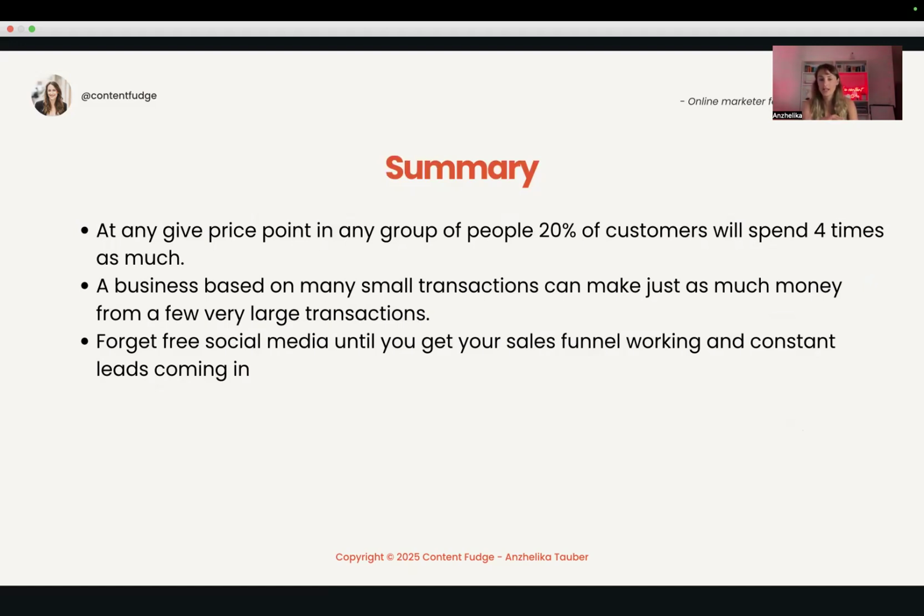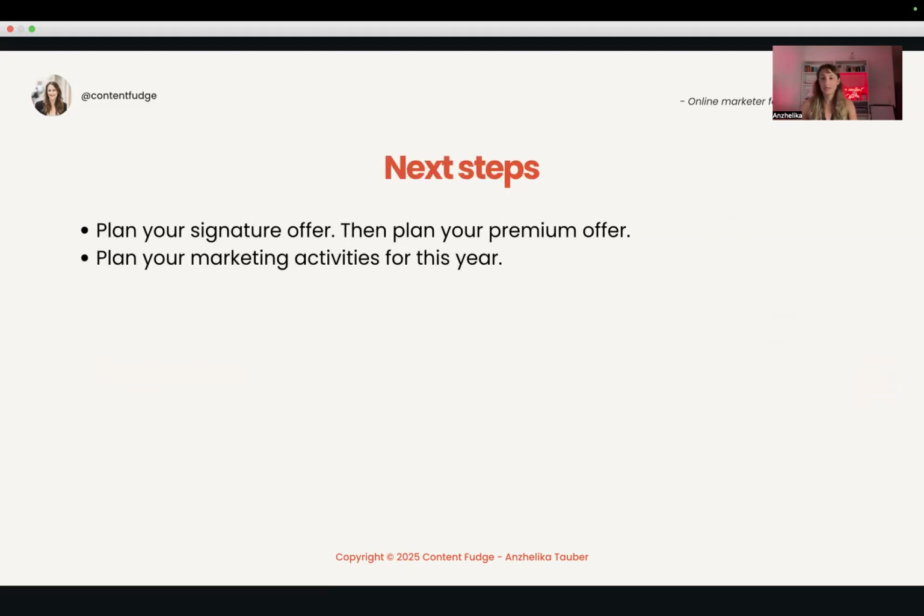And no matter how much it hurts me to say this, because I am a social media strategist, forget free social media until you get your sales funnel working and have constant leads coming in. So I want your next steps to be: plan your signature offer. Yes, this will be the offer that you launch with, the offer that you come out with. Then plan your premium offer in the back end and whisper to every client who comes to you, hey, here's what I have. If you want to do next level, if you want more support, here's what I've got for you. And then I want you to sit down and plan your marketing activities for this year according to the power curve that I showed you.